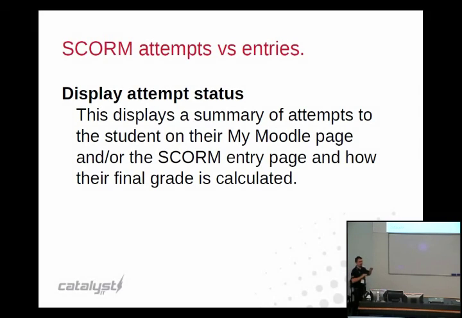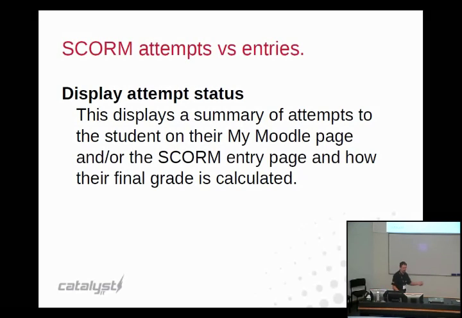This displays a summary of a user's grade, how many attempts they've had, but it displays it to the student. It doesn't display it to the teacher. So it's a nice way of saying you've attempted this, not entered this. You've attempted this 4 times. The grade that you've been given is an average of those grades or a sum of those grades, and this is the grade you have in the gradebook. So it shows the student how the final grade was achieved.